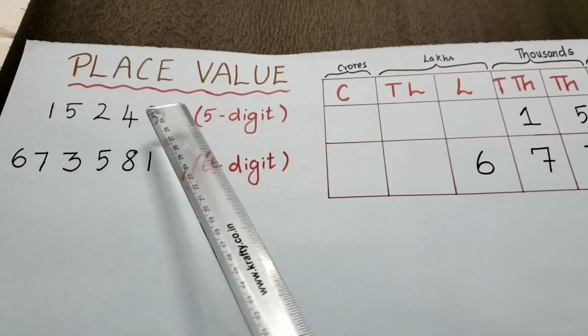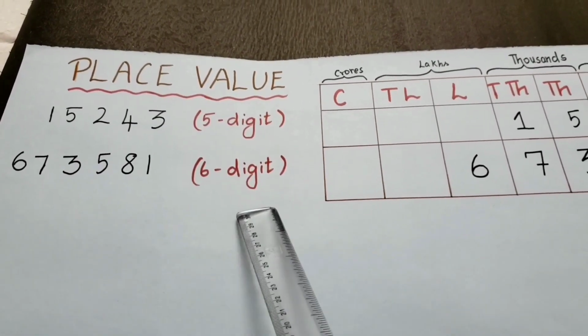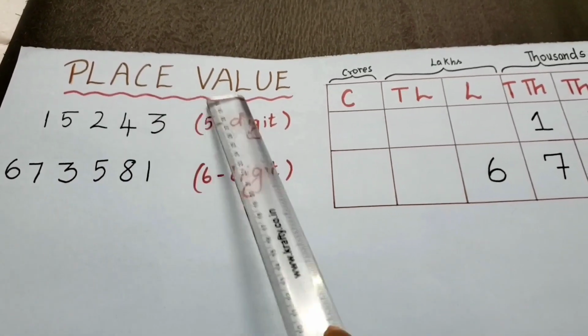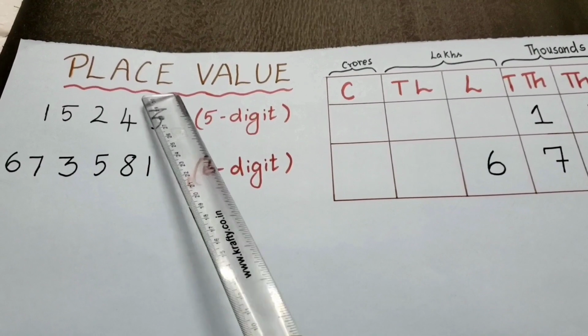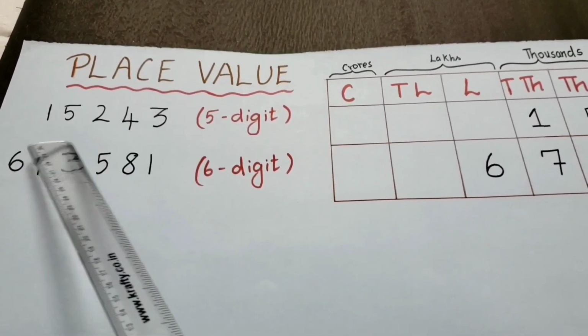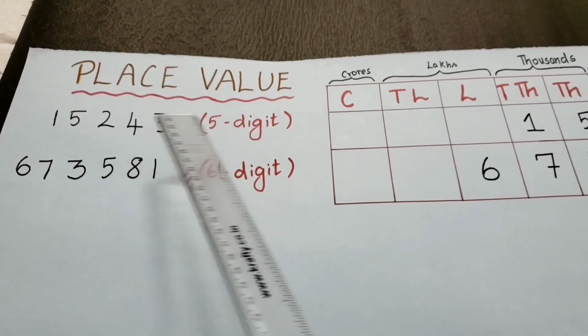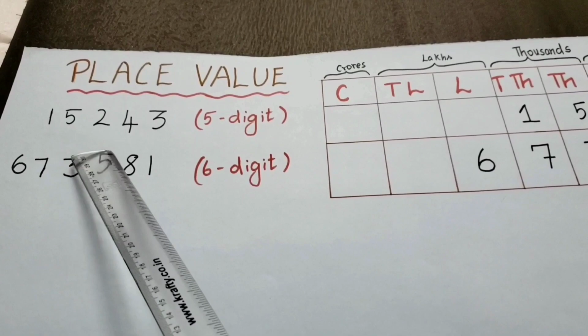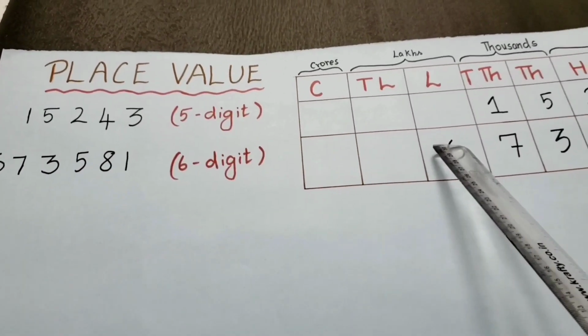Place value. We have learned place value for 6 digits in the previous grade. Let us recall it first. What is place value? Place value of a digit is the value of the place occupied by that digit in a number. Here I have taken a 5 digit number and a 6 digit number. Let's see how to represent these numbers in a place value chart.